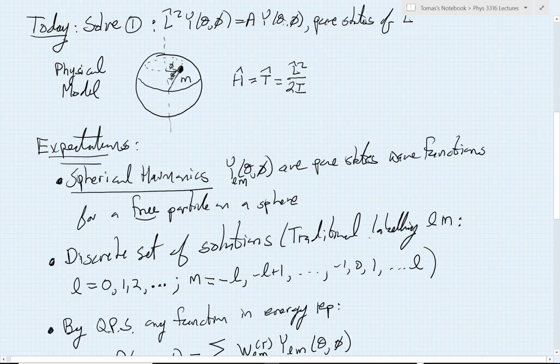Now our main task for today is to find these pure states of the square of the angular momentum operator. Now to build up to that, as I have expressed to you in the past, one of the best ways to attack a more complicated problem is to first solve a simpler related problem.